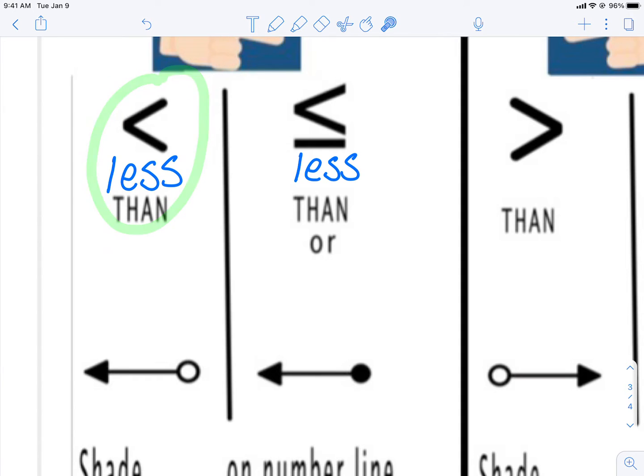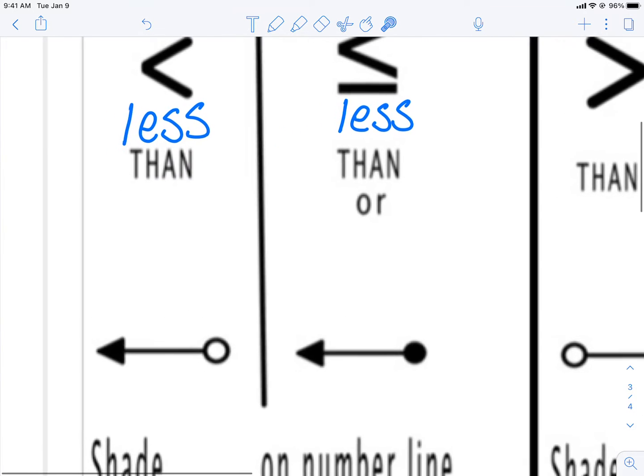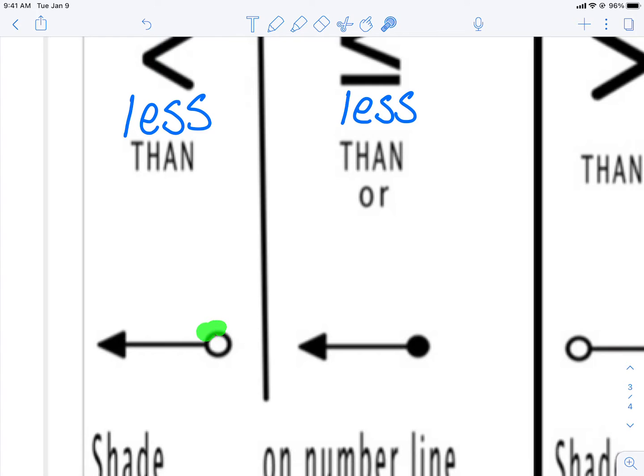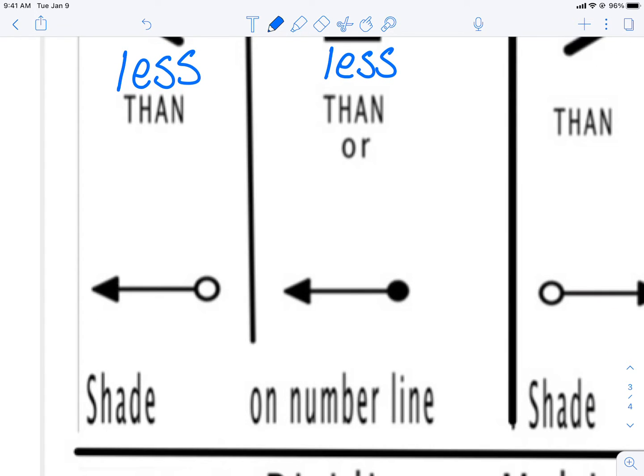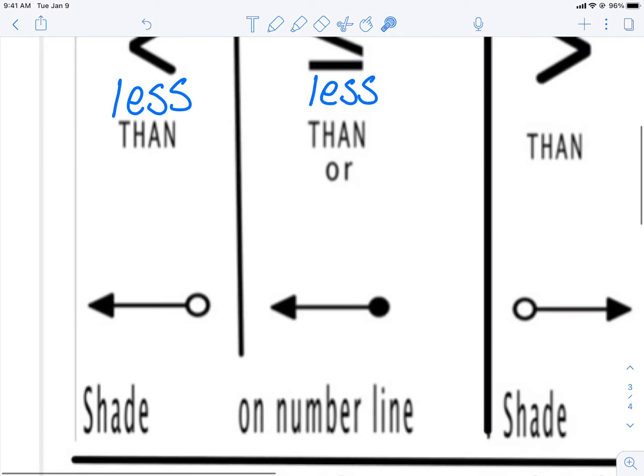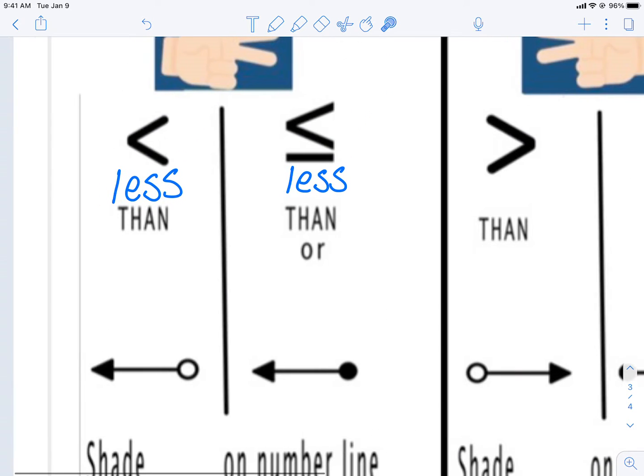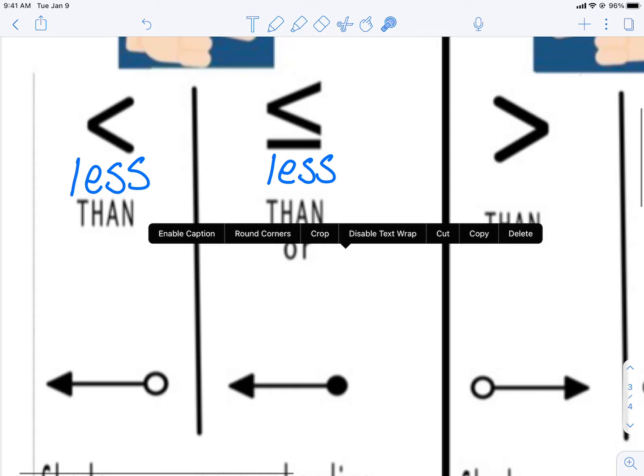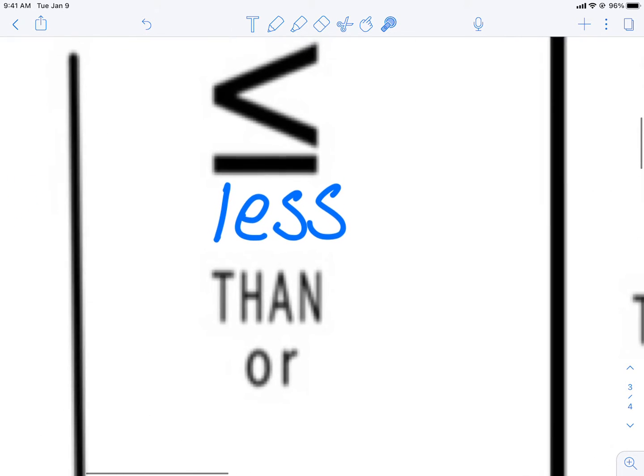Less than. So when something is less than, when we graph it, we do an open circle and we do an arrow to the left. So think of left, less, right? Open circle, arrow to the left. Left, less, right? So down here it says, okay, so that's less than. Okay? Now let's see the second one here.